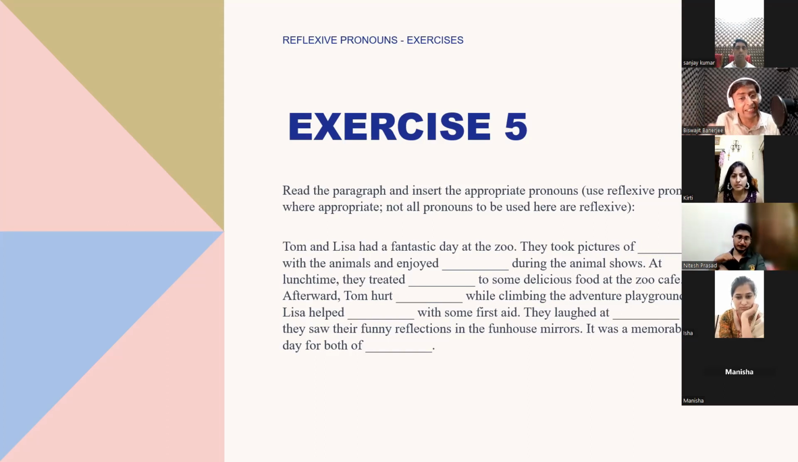They laughed at, the word is, they laughed at themselves when they saw their funny reflections in the funhouse mirrors. It was a memorable day for both of them. Here, themselves cannot come because we don't have any subject like they. It doesn't have a subject such as they. So it will be them, only them and not themselves. That is the solution.